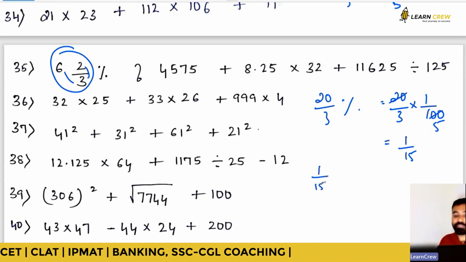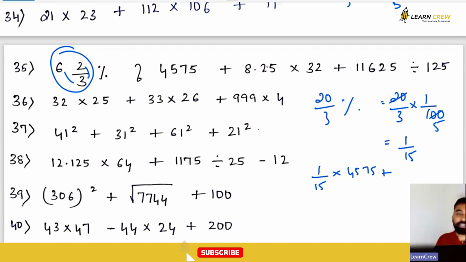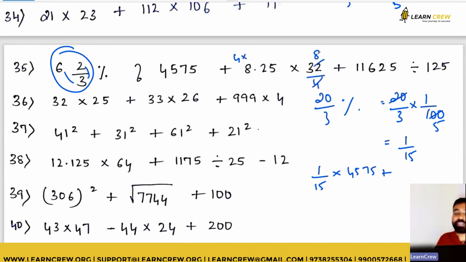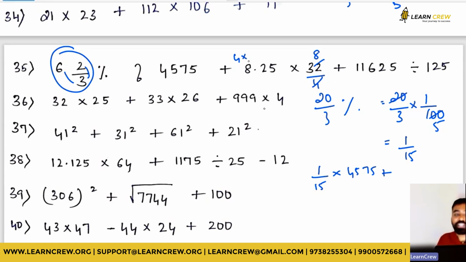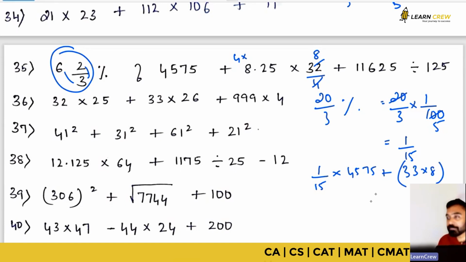So it can be written as 1 by 15 into 4575 plus 8.25. I said whenever you get decimals, try to convert it into a whole number. So 0.25 into 4 is going to give me 1. So I'm going to multiply this by 4 and divide this by 4. So this is going to give me 8. 4 into 8 is 32 plus 1 is going to give me 33 into 8. Right? All clear till here?